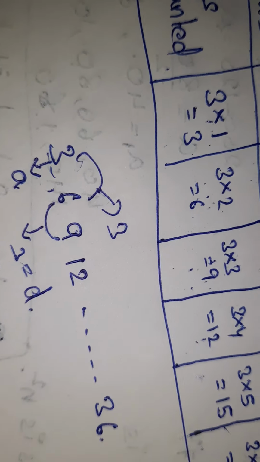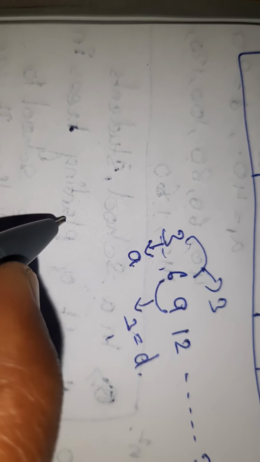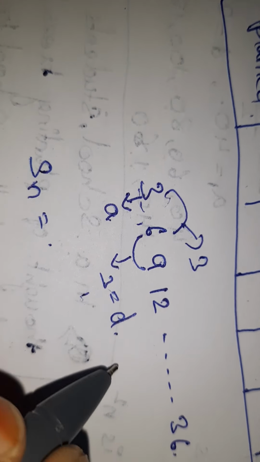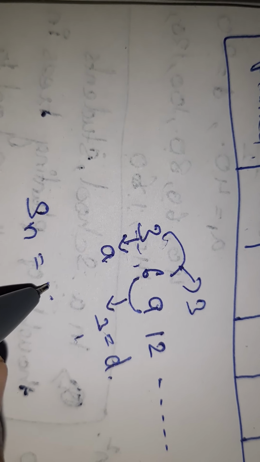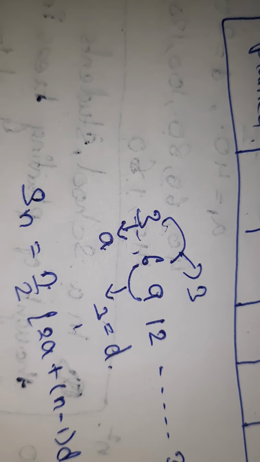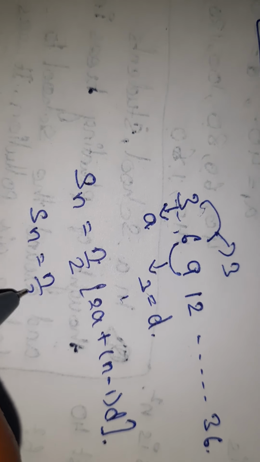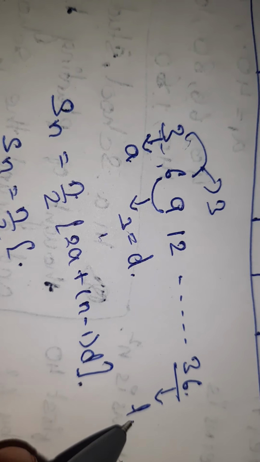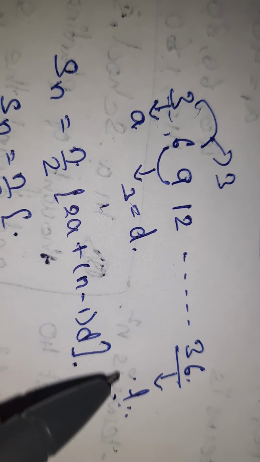So he is asking us to find the total trees planted by the students, right? So Sn is equal to, here n is equal to 12, right? So what is the Sn formula? Sn is equal to n by 2 into 2a plus n minus 1 into d. You can use this formula, or simply you can use Sn is equal to n by 2 into a plus l, because we have the first term and last term in this arithmetic progression.